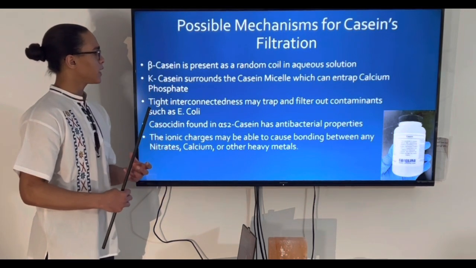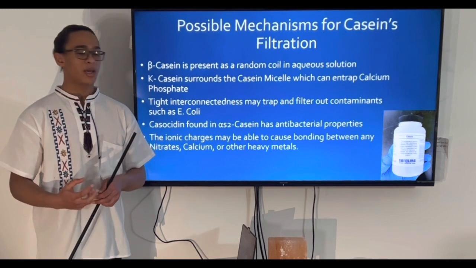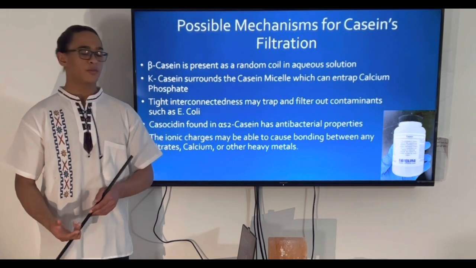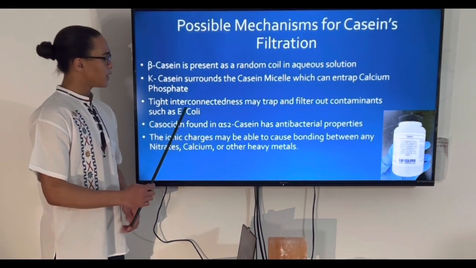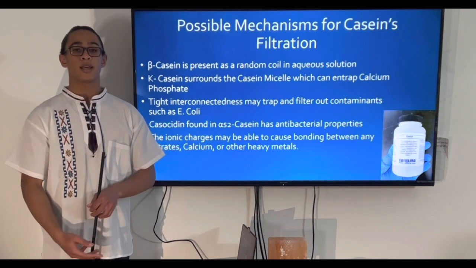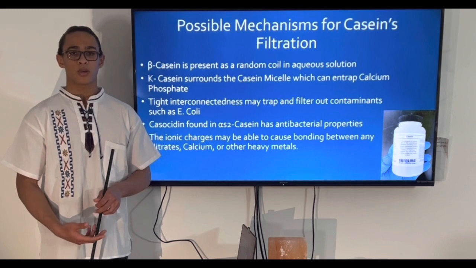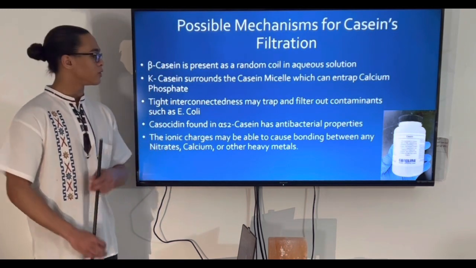I believe casein will be able to filter out what activated charcoal fails to filter out because through the coils of the beta casein polymer, it may be able to physically entrap any contaminants. Kappa casein will entrap any calcium phosphate in the water. And there is an amino acid in alpha S2 casein that inhibits the growth of E. coli. So casein has antimicrobial properties, which may be able to stop E. coli from being filtered through the well water.